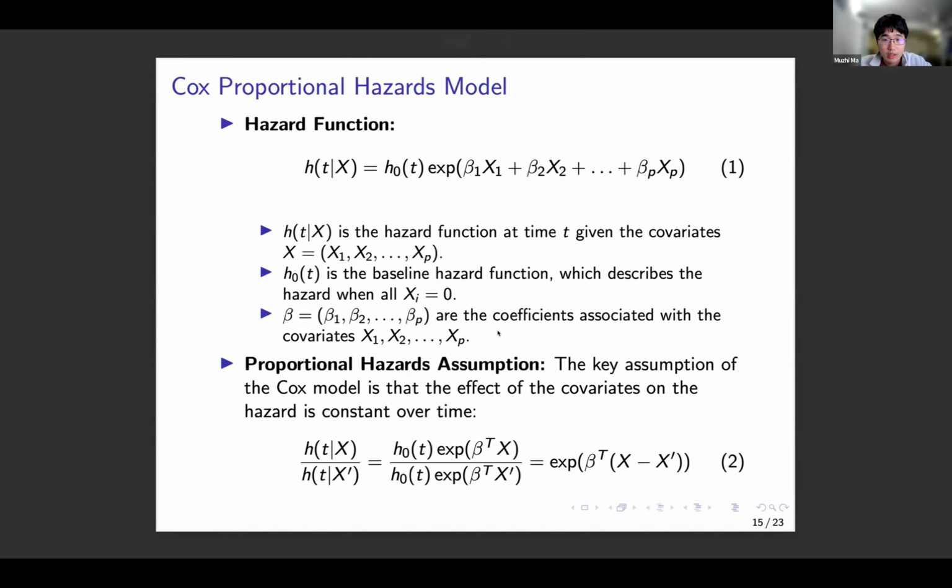The second term is the exponential term. Here, x1 through xp are covariates, and beta are the coefficients. In the Cox proportional hazards model, we assume that the effect of the covariates on the hazard is constant over time, which is given by equation 2. This is a key assumption of the Cox model, and we call it the proportional hazards assumption.